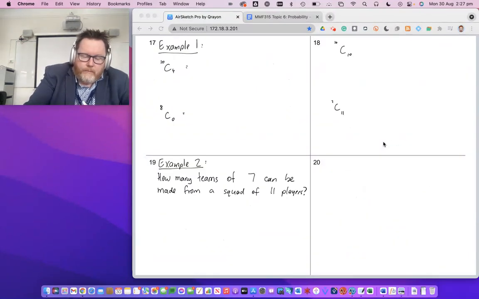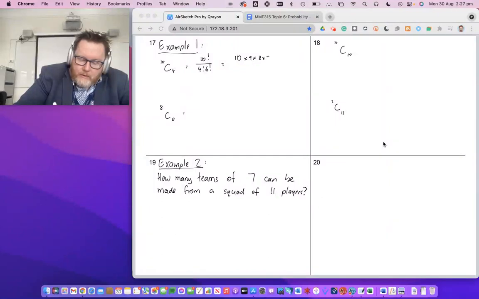Okay, so 10C4 is equal to 10 factorial over 4 factorial times 6 factorial. That's how you would write it. You could do it by hand if you wanted to. 10 factorial is 10 times 9 times 8 times 7 times 6 factorial, over 4 times 3 times 2 times 1 times 6 factorial. I can then cancel out the 6 factorials. I can then look for other opportunities, like 4 times 2 equals 8. 3 goes into 9 3 times.